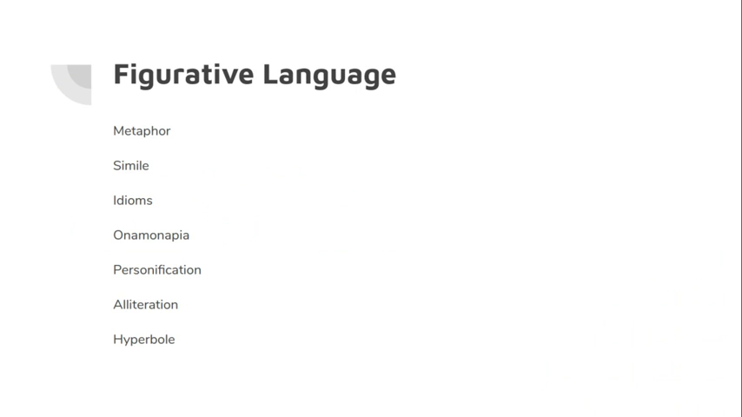We've talked about metaphor, simile, idioms, onomatopoeia, personification, alliteration, and hyperbole. If you do not remember what they are, you should have your reader's notebook at home. Go back through it and look and see what are those different types of figurative language as we start to delve more into poetry this coming week and next week as well.